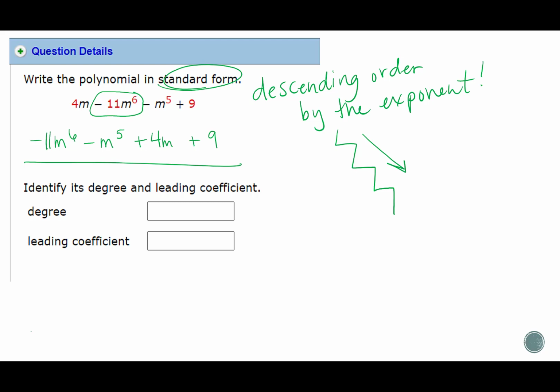The degree of a polynomial is the highest exponent. So you would just type 6 in the box. The leading coefficient is the coefficient of the term with the greatest exponent. So in this problem, negative 11 is the leading coefficient, and that's what you would type in the box.